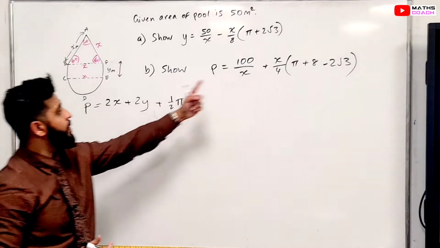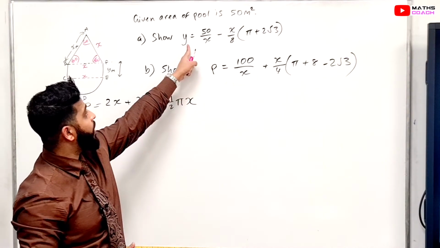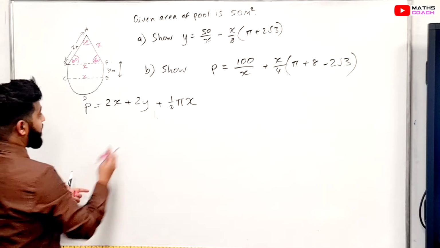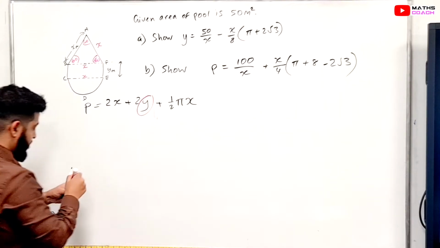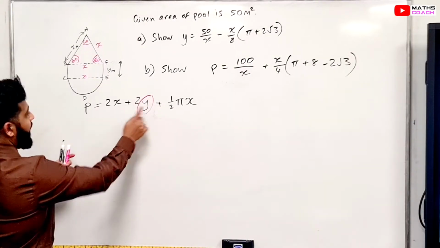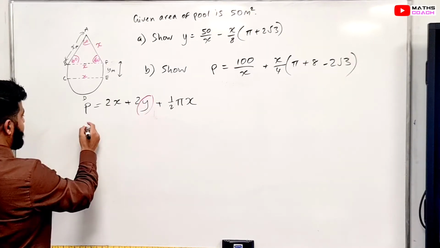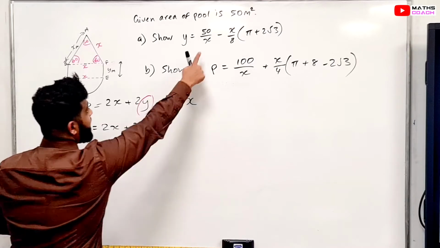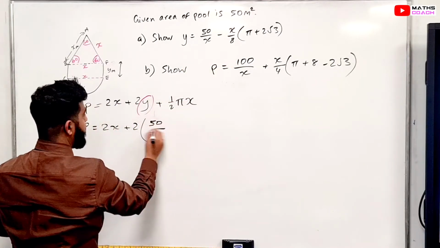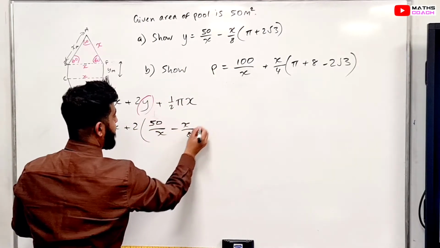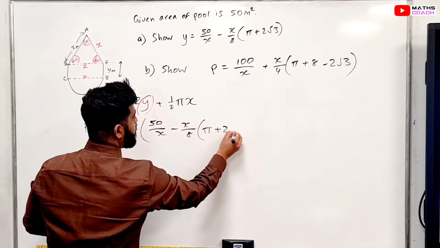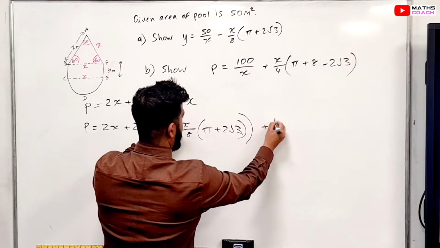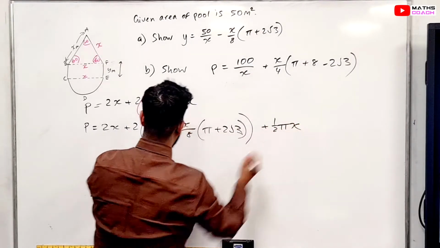Now we just need to make it look like that. By substituting the y value, we already know y is equal to all of that, so we can now just plug y in right there. Right, so now I'm going to plug in our y value in here. So P is equal to 2x plus 2 bracket. I'm going to put all of that in here. So 50 over x minus x over 8 pi plus 2 root 3. And then close that bracket. And then we have our half pi x.